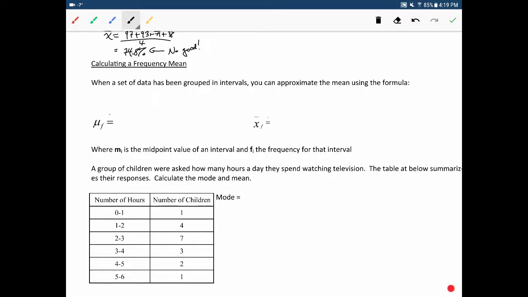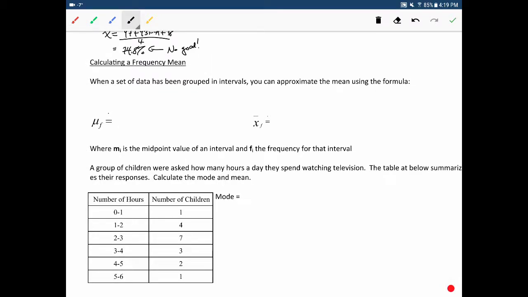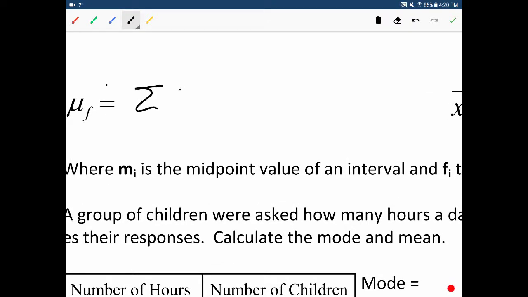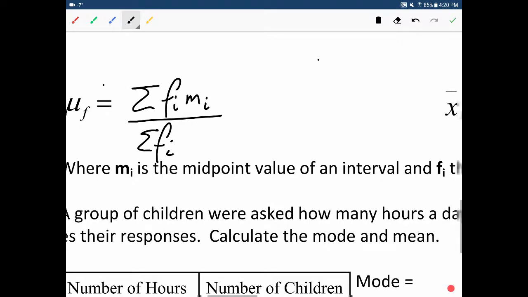When you tally up, sometimes we can even jump ahead and look at this question here. When we talk about time spent watching TV, probably no two people are watching the exact same amount of time. So we group people into these intervals. We say between 0 and 1, 1 and 2, and so on. So what you're going to do is take the frequency, multiply by the midpoint of the interval, and then divide that by the sum of all the frequencies.